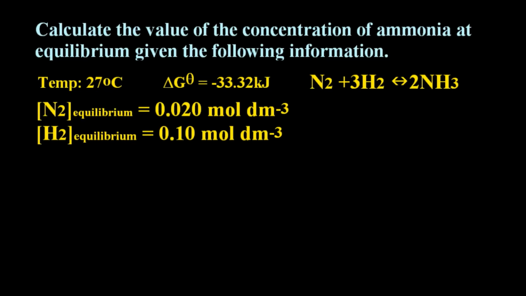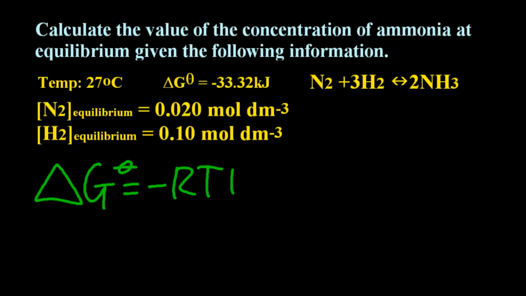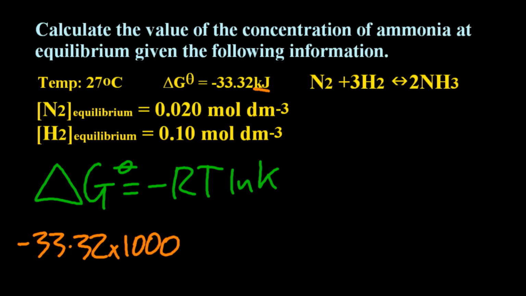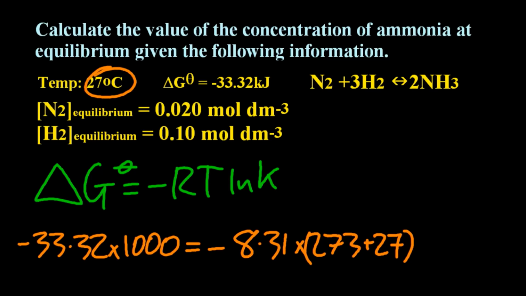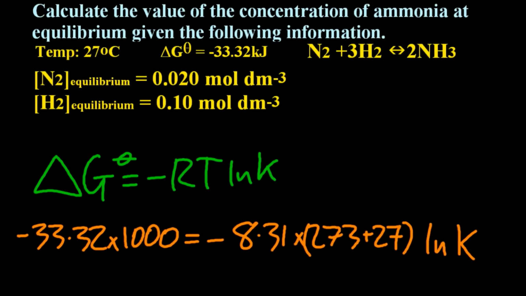Okay, let's try another one. Calculate the value of the concentration of ammonia at equilibrium given the following information. Well, I suppose we better plug and chug that into our equation. Delta G theta is negative RT ln K, and I can get the equilibrium constant because I got the equilibrium equation. Alrighty, I'm going to stick to joules, so I've multiplied my delta G by 1,000. Temperature in Kelvin, and solve for ln K, and then K.